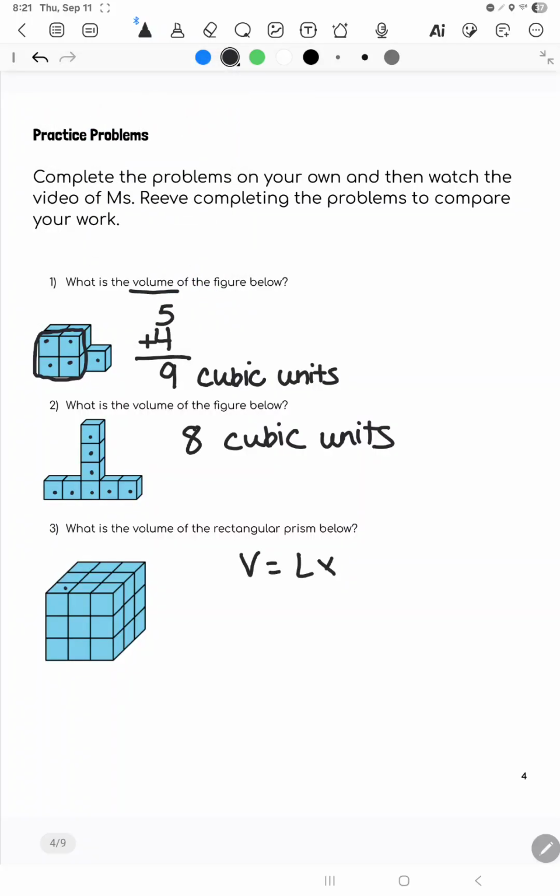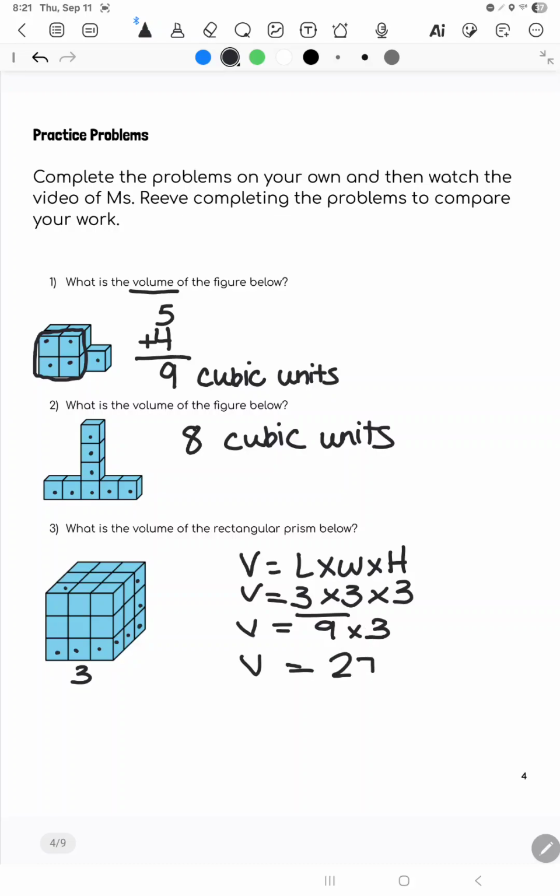Volume equals length times width times height. The length of this figure, 1, 2, 3. That's 3 cubic units. The width also 1, 2, 3. And the height 1, 2, 3. And I'm going to solve one multiplication step at a time. 3 times 3 I know is 9, and 9 times 3 was 27 cubic units.